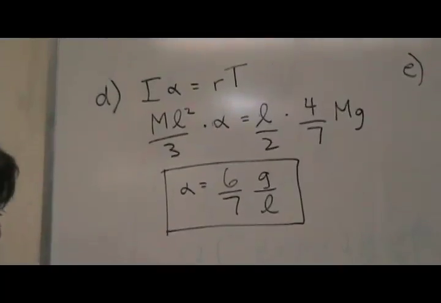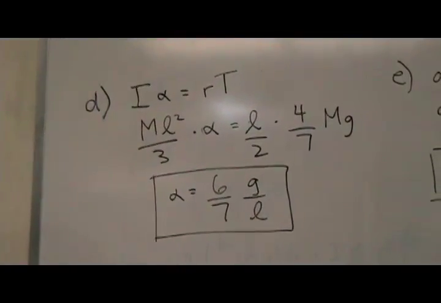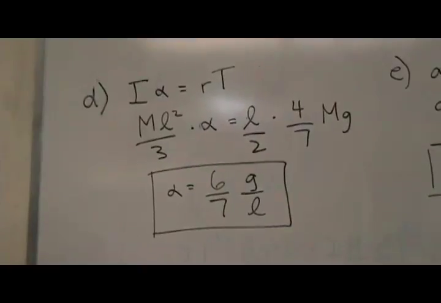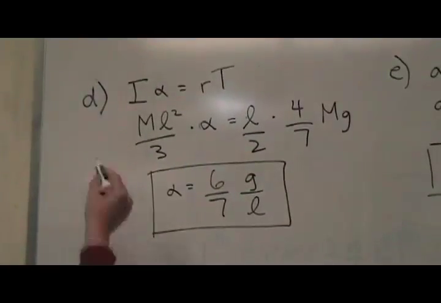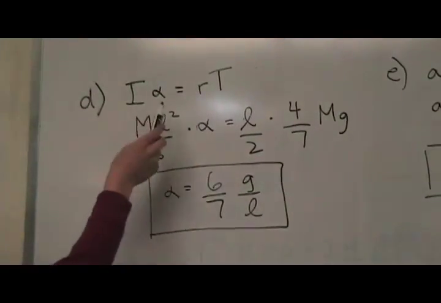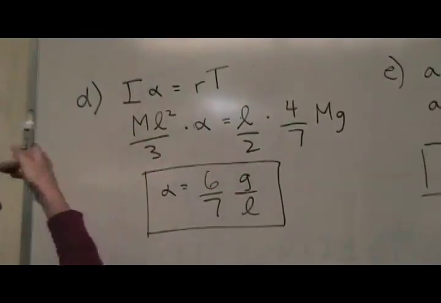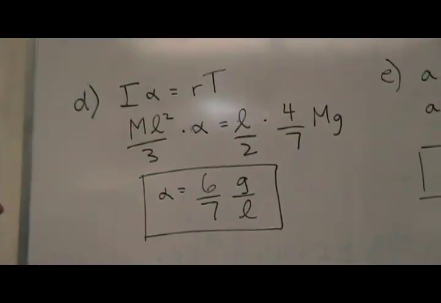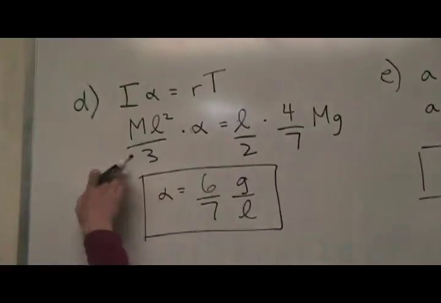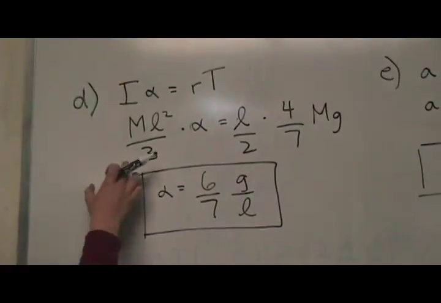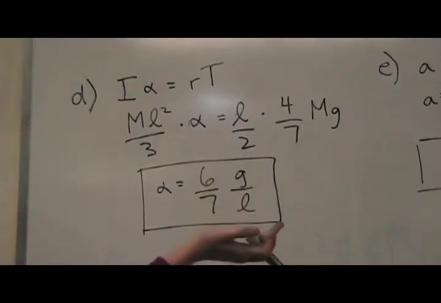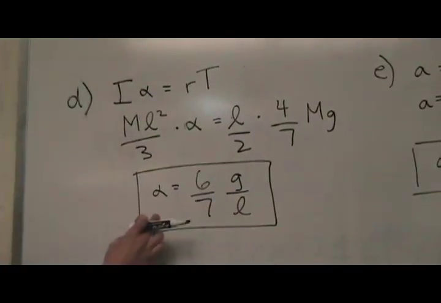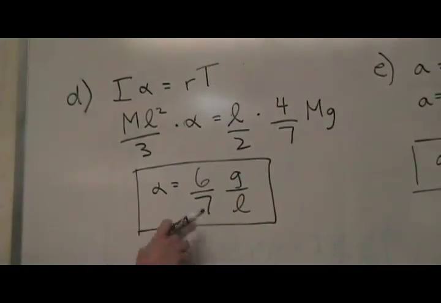All right, part D asks for the angular acceleration of the rod hoop assembly. So again, you can use the equivalent expressions for torque, which are I alpha and R cross force, which is tension. And since we just solved for tension, and we also solved for moment of inertia earlier, we can just plug in all those variables, and you end up getting that the angular acceleration is 6/7 g over L.